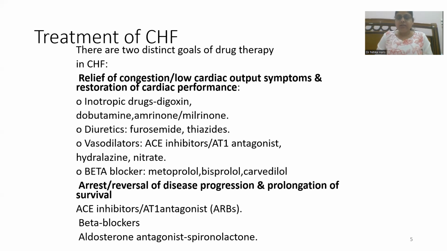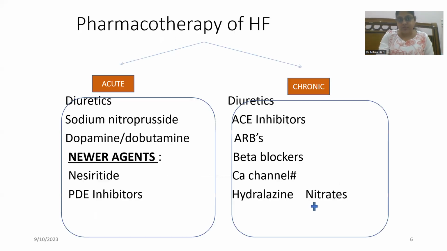The second goal is arrest, reversal of disease progression, and prolongation of survival, meaning drugs which affect cardiac remodeling or improve the survival of the patient. These are ACE inhibitors, angiotensin 2 receptor blockers, beta blockers, and aldosterone antagonists such as spironolactone, and eplerenone is another drug. These are for the reversal and arrest of disease progression.